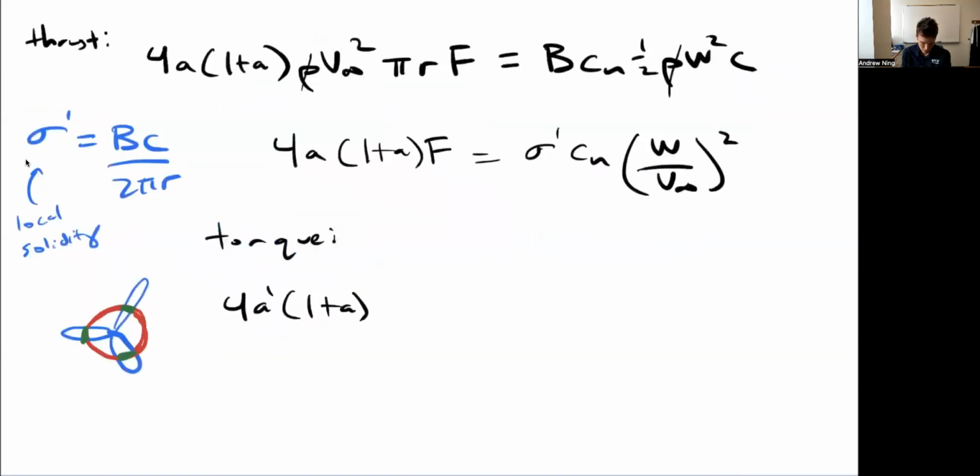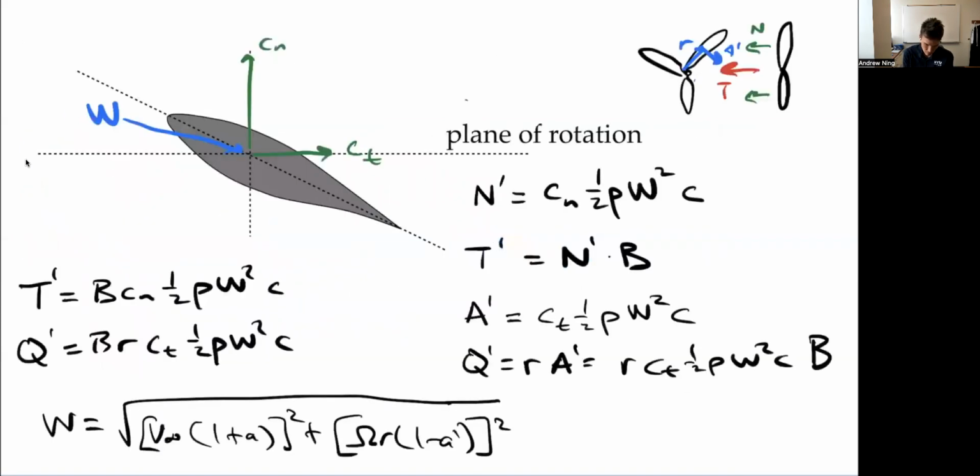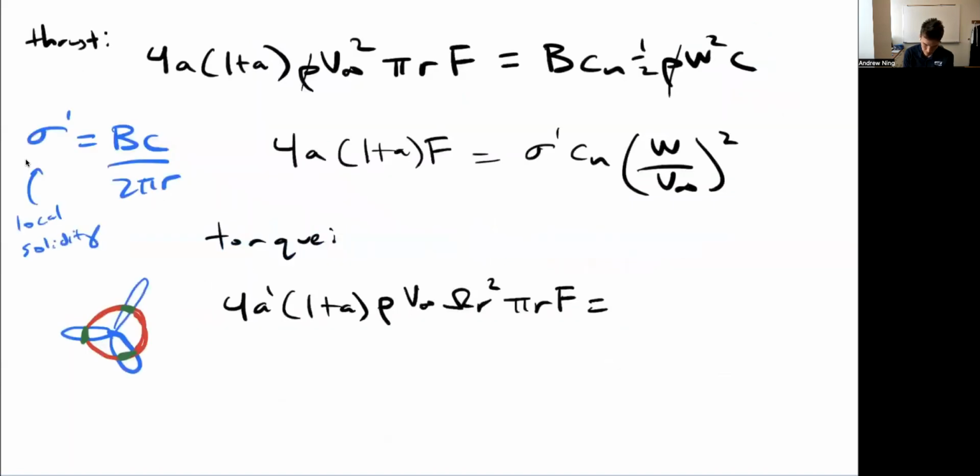Rho and that stuff. So let's write that down. Rho, I had an omega. Oh, let's see, there was a V infinity omega r squared pi rf. And then I equate that to what we just barely computed from blade element theory, which has got a B, an R, a CT, 1/2 rho W squared C.